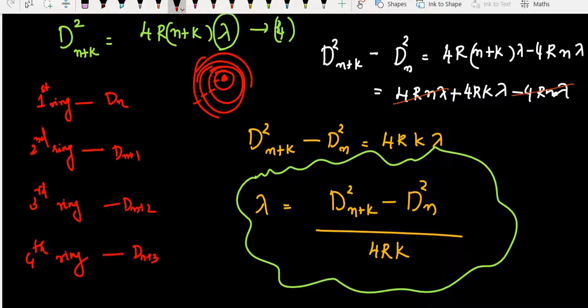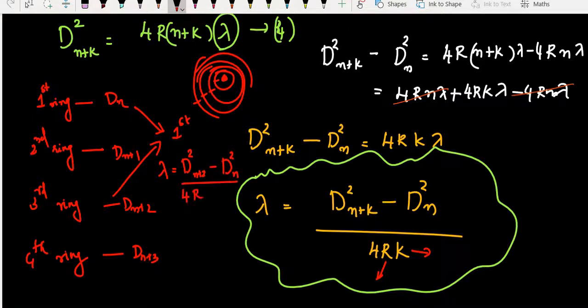Next, what is my equation? Lambda is equal to D square n plus k minus D square n divided by 4RK. The radius of curvature R is a constant value. We need to find k. Suppose my Dn is the first ring, and Dn plus 2 is my Dn plus k. So lambda is equal to D square n plus 2 minus D square n divided by 4R into k, which is n plus 2 minus n. The n cancels, and the remaining value is 2. That's why I have written 2 here.